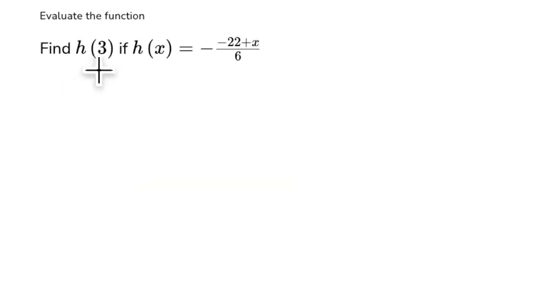Here we're trying to find h of 3, if h of x equals negative, or we could say the opposite, of negative 22 plus x over 6. Right, so the function is named h. It's the h function. And they're telling us to plug in 3. So we're looking for h of 3. So we just need to substitute 3 for x. Let's not forget about all these negative signs.